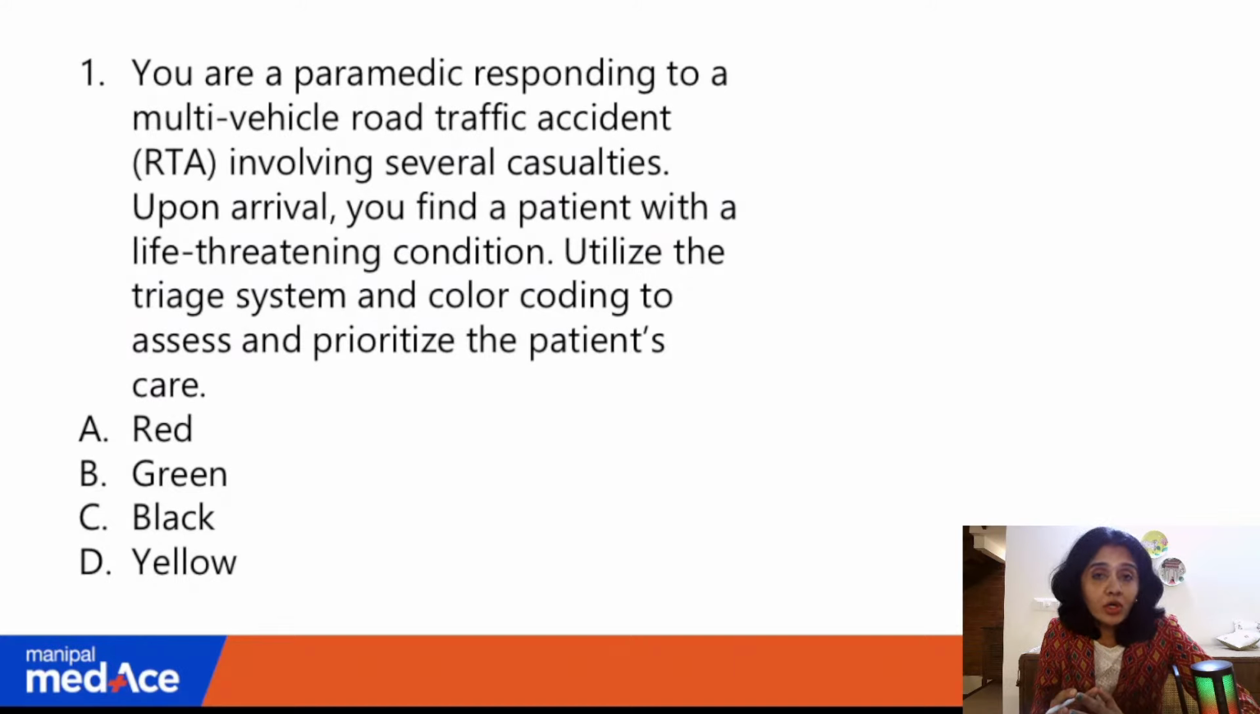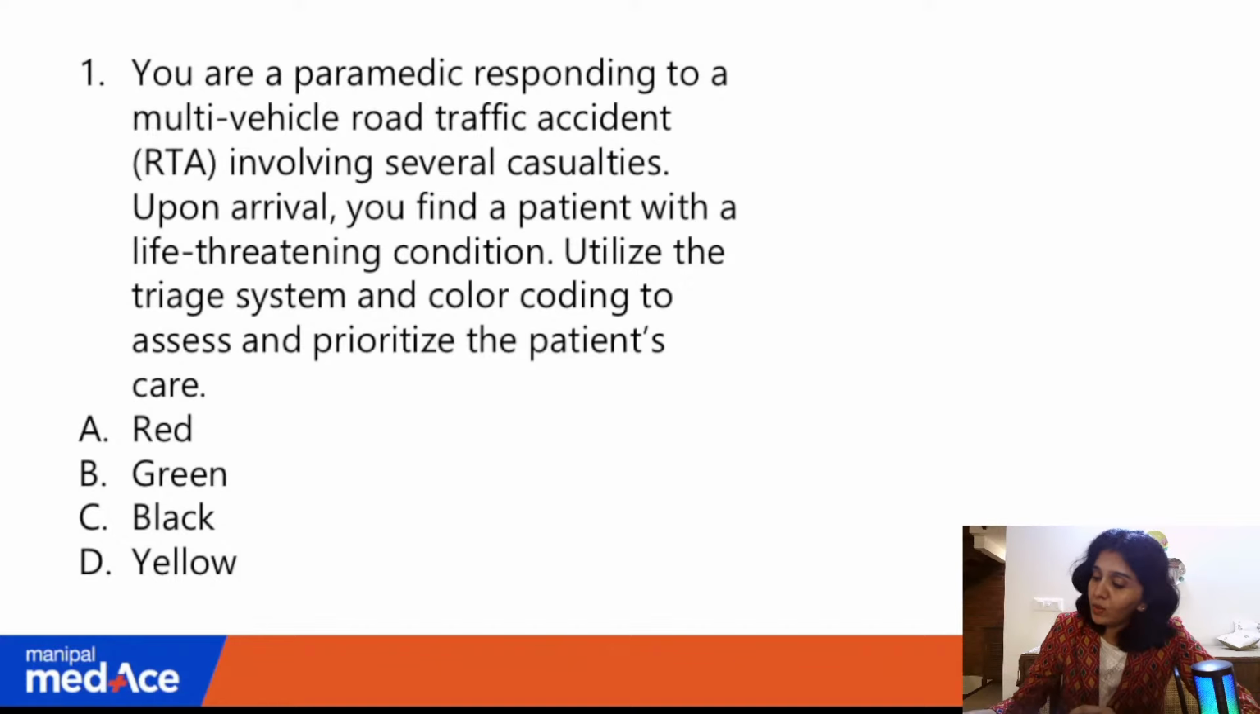And why do we do triage? To efficiently utilize the resources, right? If there was only one patient, we would attend to that patient. But there are several casualties now, so we need to classify them based on the severity. So that is what they've tested here, the disaster triage system. Let us continue with the question. Utilize the triage system and color coding to assess and prioritize the patient's care. So what are the colors given here? Red, green, black and yellow.